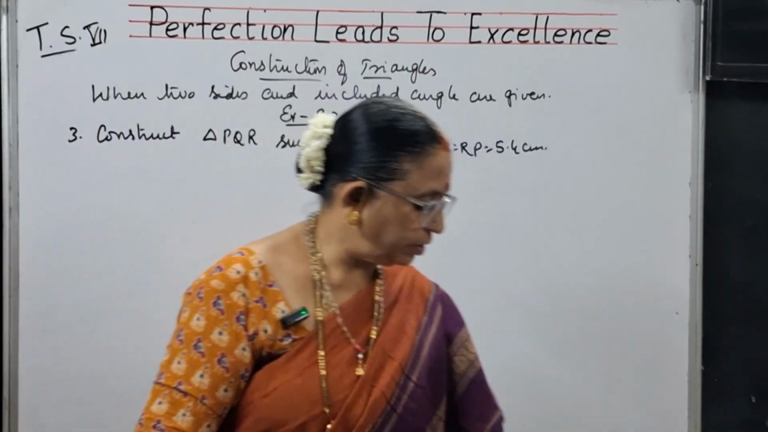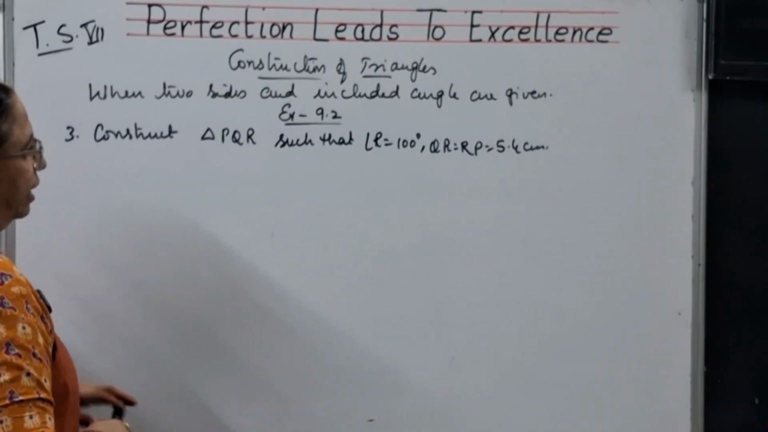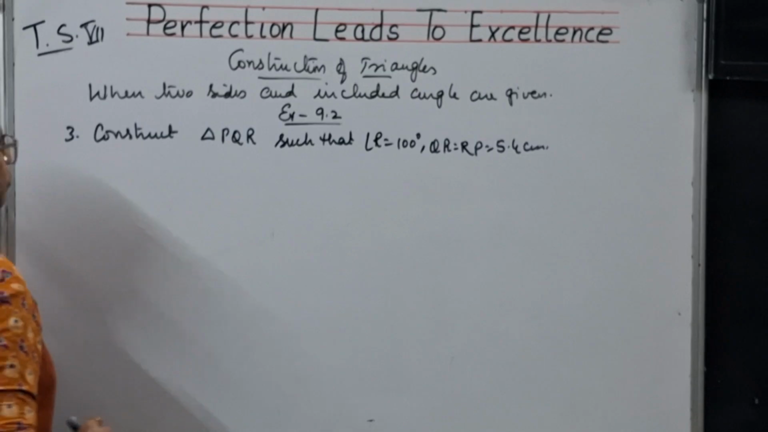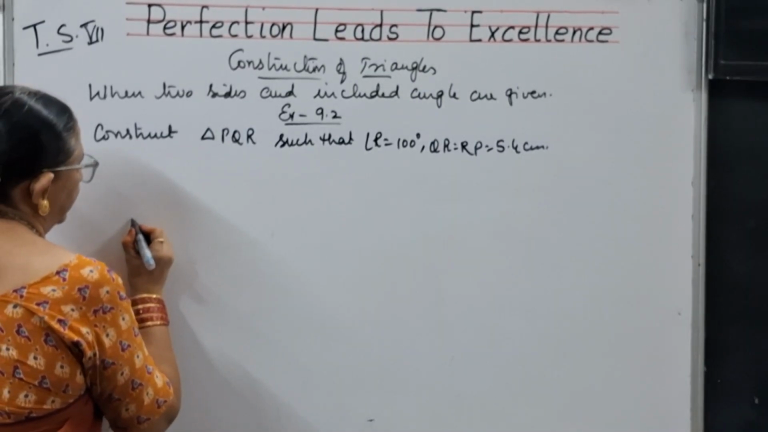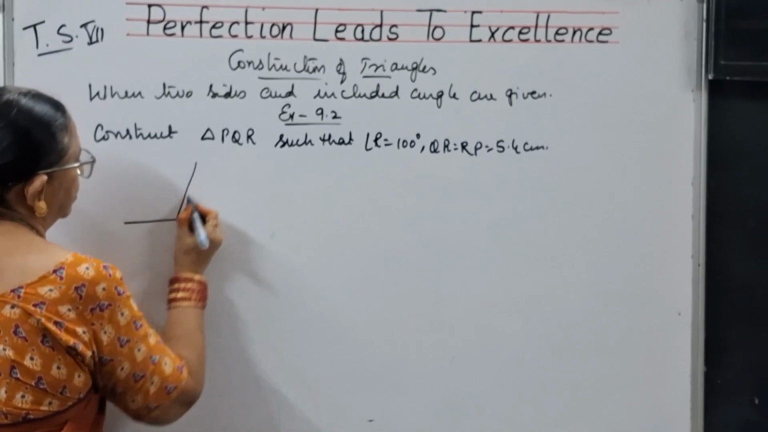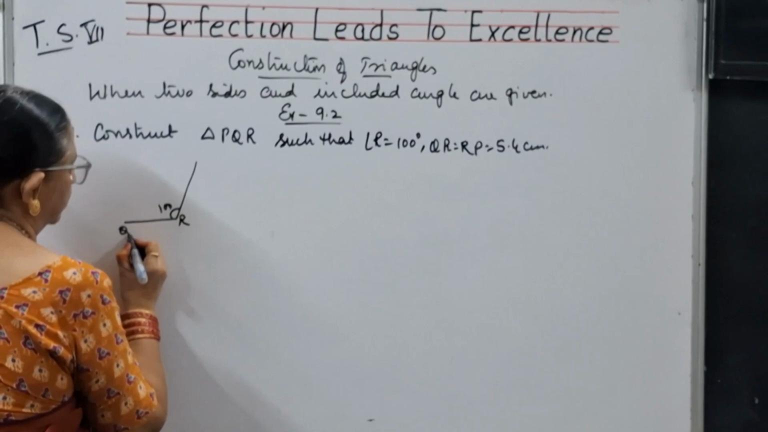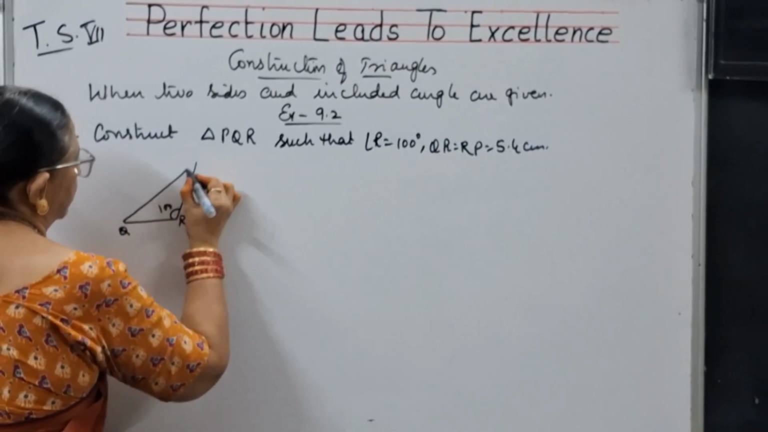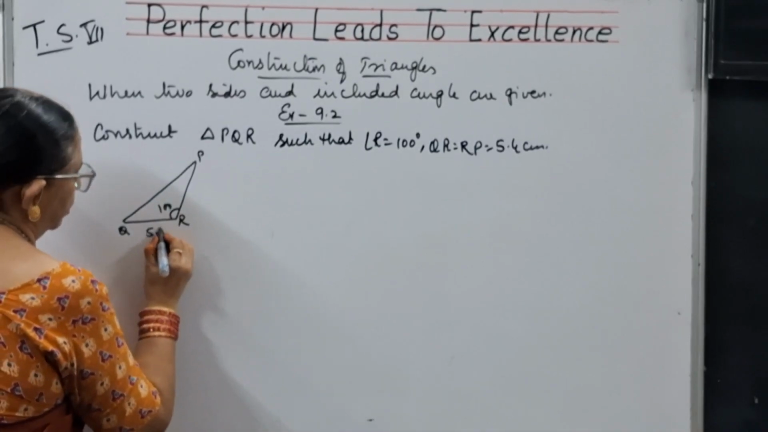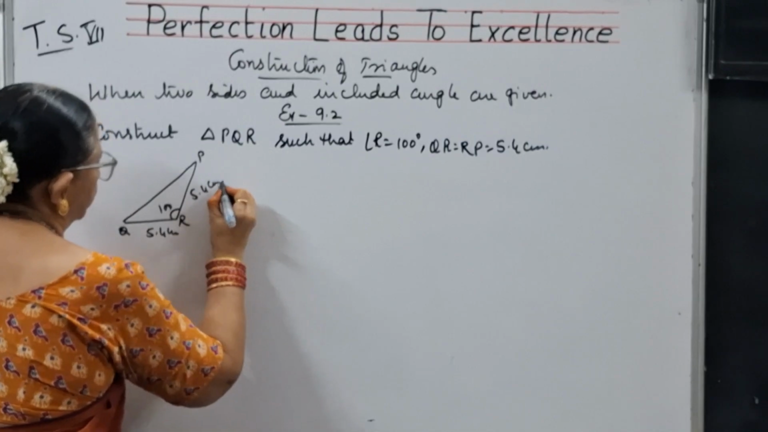Now third problem, children. Third problem is construct triangle PQR such that angle R is 100 degrees, QR is equal to RP is equal to 5.4 centimeters. So angle R is 100 degrees. So let me write 100 degrees, obtuse angle. This is R, this is Q, and this is P. And QR is equal to 5.4 centimeters and RP also is 5.4 centimeters.